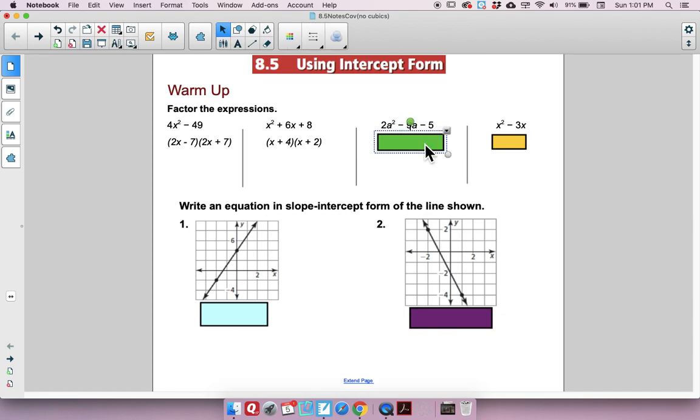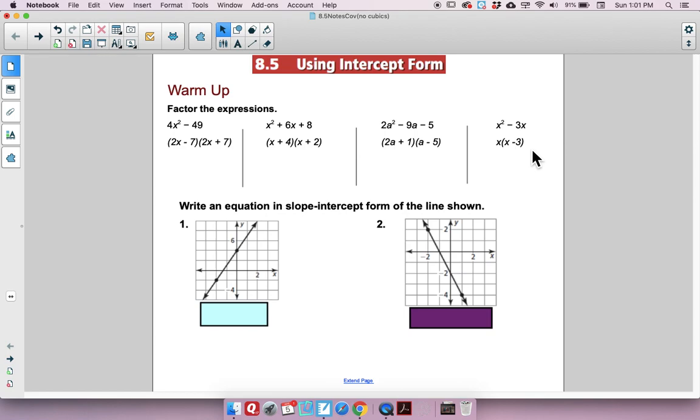Okay, on this one, hopefully you got 2a plus 1, a minus 5. Again, no GCF, trinomial, not a perfect square trinomial. Had to do it star method or old-fashioned way. And then on this last one here, there is a GCF. It's x, and then that would leave us with x minus 3, and obviously it's a binomial. It's a difference, but not of two squares, so that's all we can do.